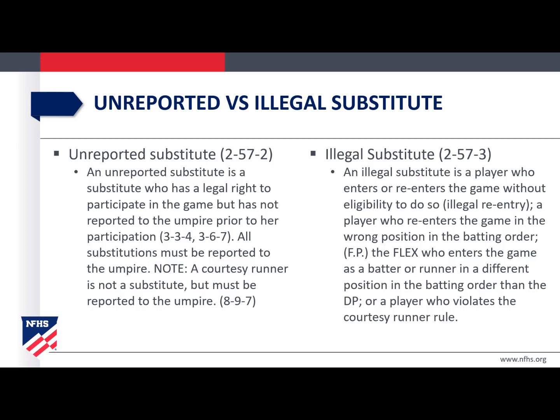An illegal substitute is a player who enters or re-enters the game without eligibility to do so. Examples: illegal re-entry, a player who re-enters the game in the wrong position in the batting order; the flex, who enters the game as a batter or runner in a different position in the batting order than the DP; or a player who violates the courtesy runner rule.